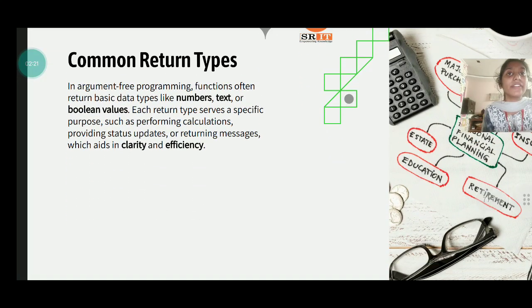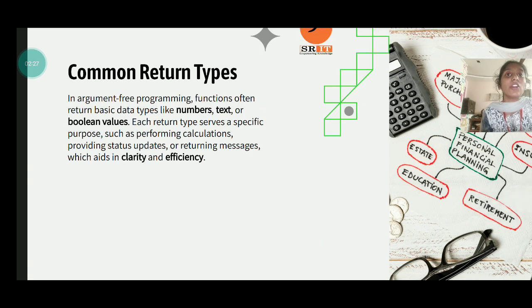Now, what are common return types? In argument-free programming, functions often return basic data types like numbers, text, or boolean values. Each return type serves a specific purpose, such as performing calculations, providing status updates, or returning messages, which aids in clarity and efficiency.